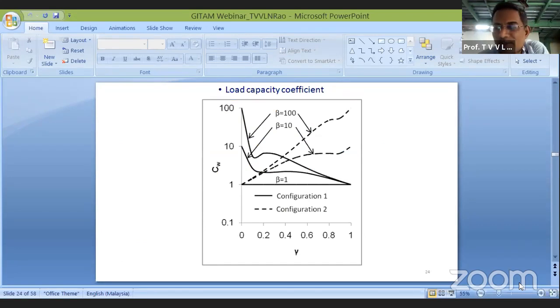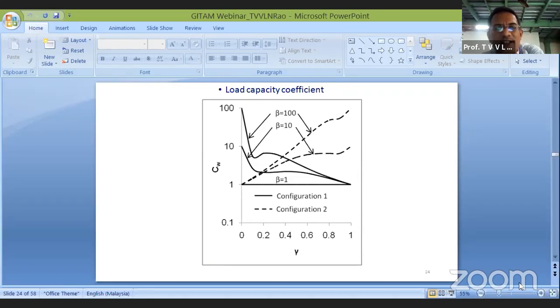And we have computed some results. CW is basically a coefficient, where W refers to the load capacity. The load capacity of the configuration divided by the load capacity of the base fluid gives us the load capacity coefficient. And gamma is how these layers are divided in the film thickness. Gamma equal to 0 is entirely thick film, and gamma equal to 1 is entirely base film. That is some of the nomenclature.